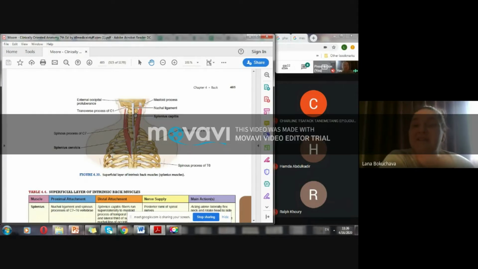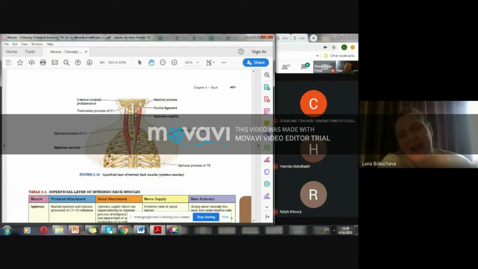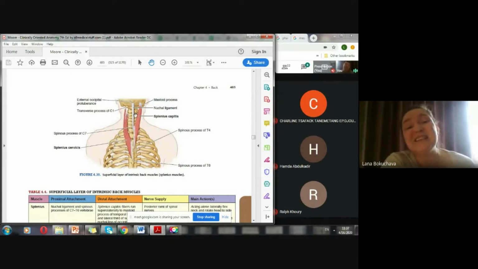We even said previously that the nuchal ligament can provide the attachment to the muscles, and here the splenius muscle is one of the best examples. As a summary, in the case of a splenius muscle, both capitis and cervicis, it will be attached to the spinous processes of C7 to approximately T6, as well as the nuchal ligament at the level of the cervical region.